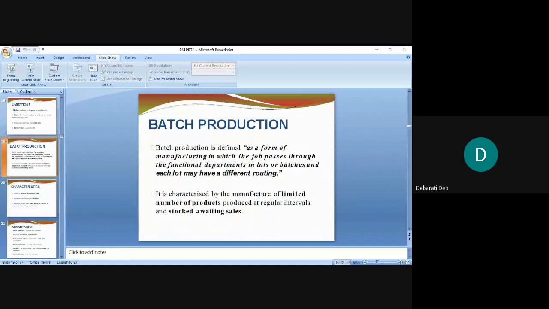Okay, so now let us move ahead with batch production. Batch production is defined as a form of manufacturing in which the job passes through the functional departments in lots or batches, and each lot may have a different routine.